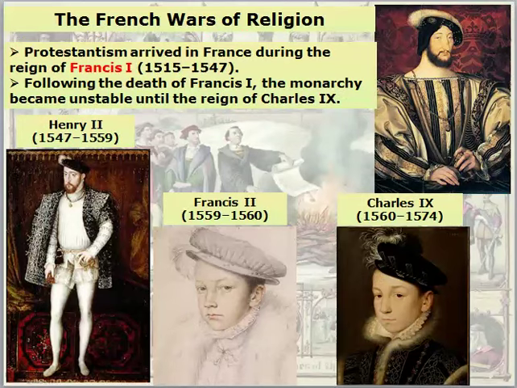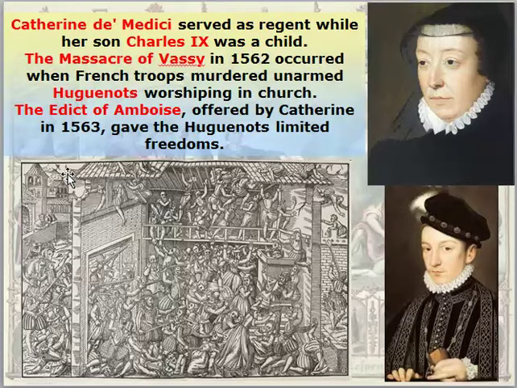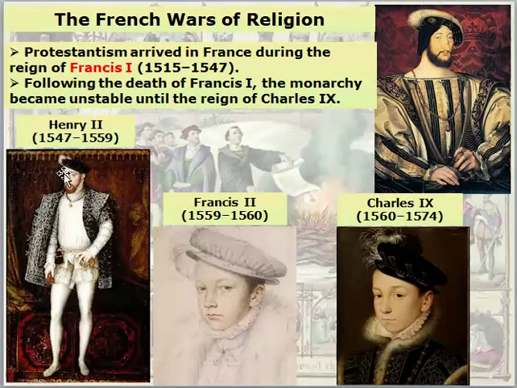So we have the French Wars of Religion. When Protestantism arrived in France during the reign of Francis I, following the death of Francis I, the monarchy became unstable until the reign of Charles IX. So Francis the First, then you have Henry the Second. He marries a girl by the name of Catherine. Let me see, is it Catherine de Medici? It is. Okay, so Catherine, and then he dies, and his son is supposed to take the crown next.